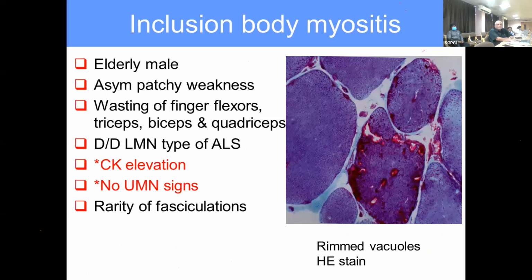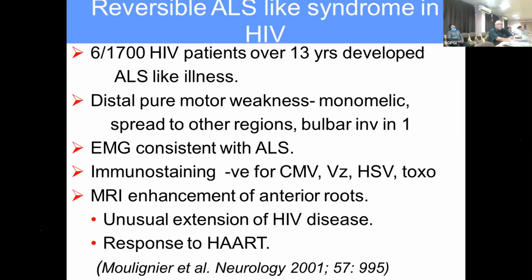And of course, inclusion body myositis. Once in a while we will have these types of weaknesses which are predominantly distal. They are pure motor, and CK is elevated, and then biopsy will be of help.